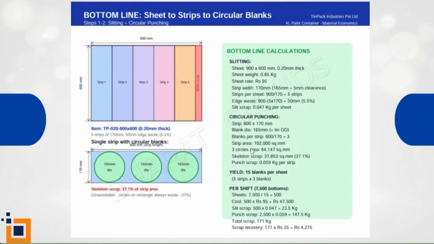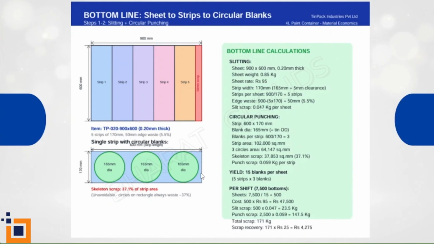But look at the scrap. Strip area is 102,000 square millimeters. 3 circles occupy just 64,147 square millimeters. The skeleton scrap, all the material between and around the circles, is 37,853 square millimeters. That's 37.1% waste. You can see the light blue skeleton waste surrounding the 3 green circles in the diagram.